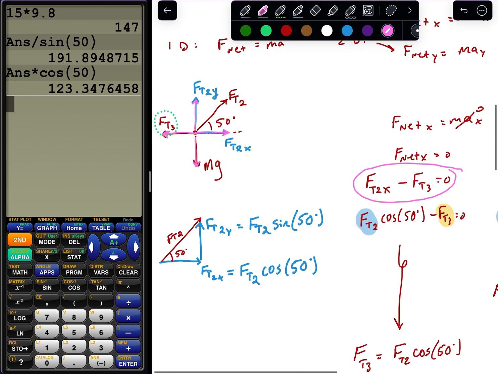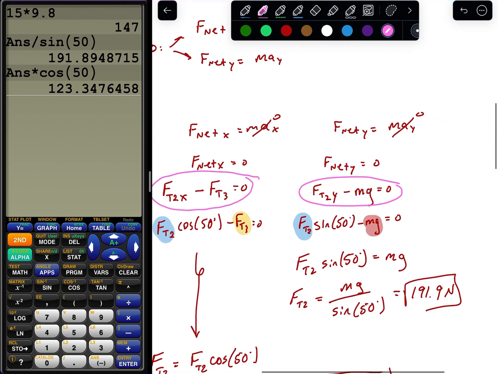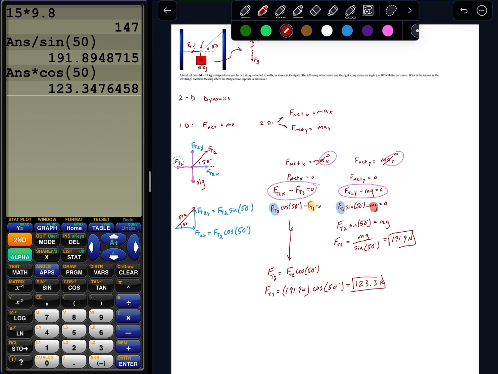Now this was an easy problem because both our accelerations in the x and the y were 0. Let's take a look at our very first problem on the homework assignment and figure out what would happen if our acceleration is not 0.